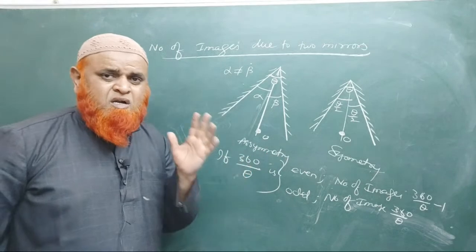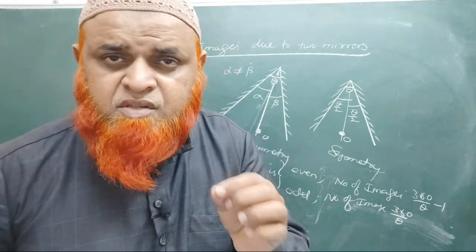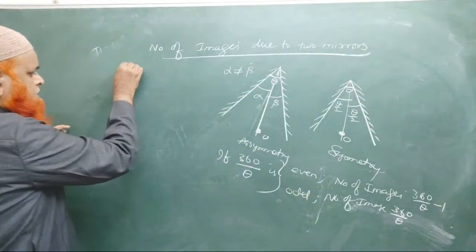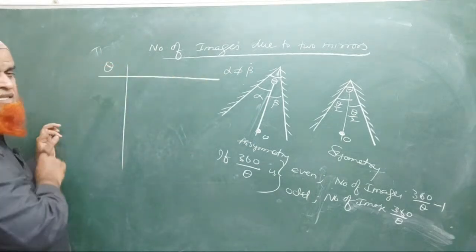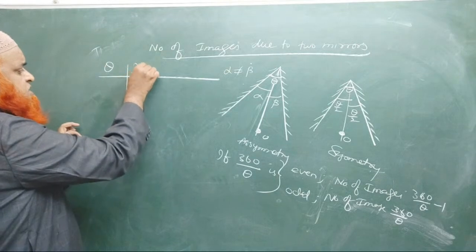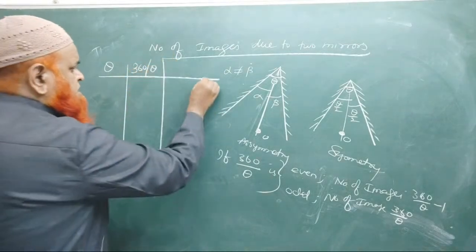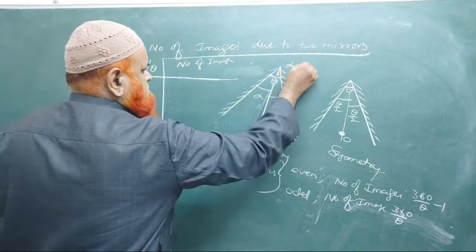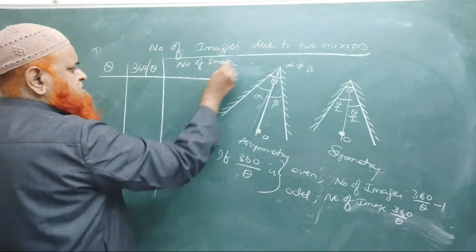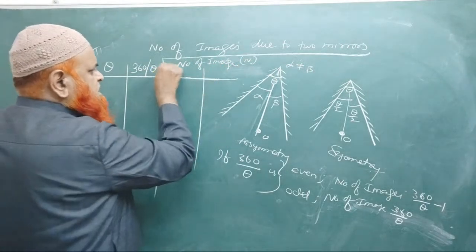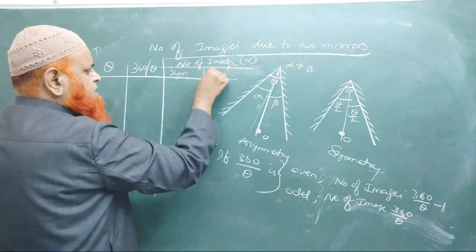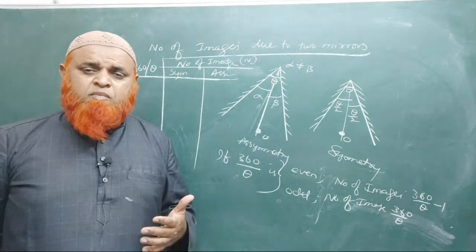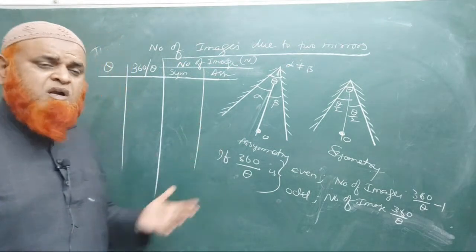But I will draw you one shortcut tabular column so that if you want to do this type of problems, you can do them very easily. How? Let us see here now. First, you will take angle theta. After that, you will find out 360 by theta. Then, after that, number of images taken as n. And again, subconditions are there here, that is symmetry and asymmetry. I'll give you a shortcut tabular column so that you can do any problem of this type very easily by understanding it.